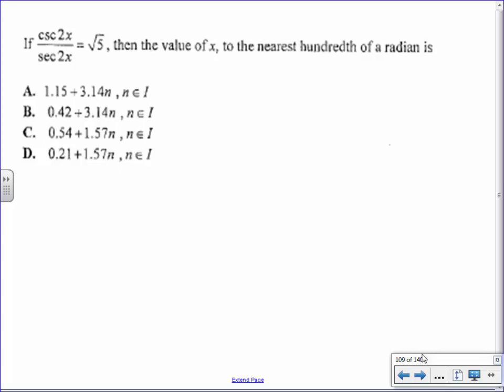You literally could graph this. It'd be a pain because you have to type in sine of 2x to the minus 1, divide by cosine of 2x to the minus 1, then make it equal to root 5, and then intersect it. Makes sense? Why don't we try that one first?